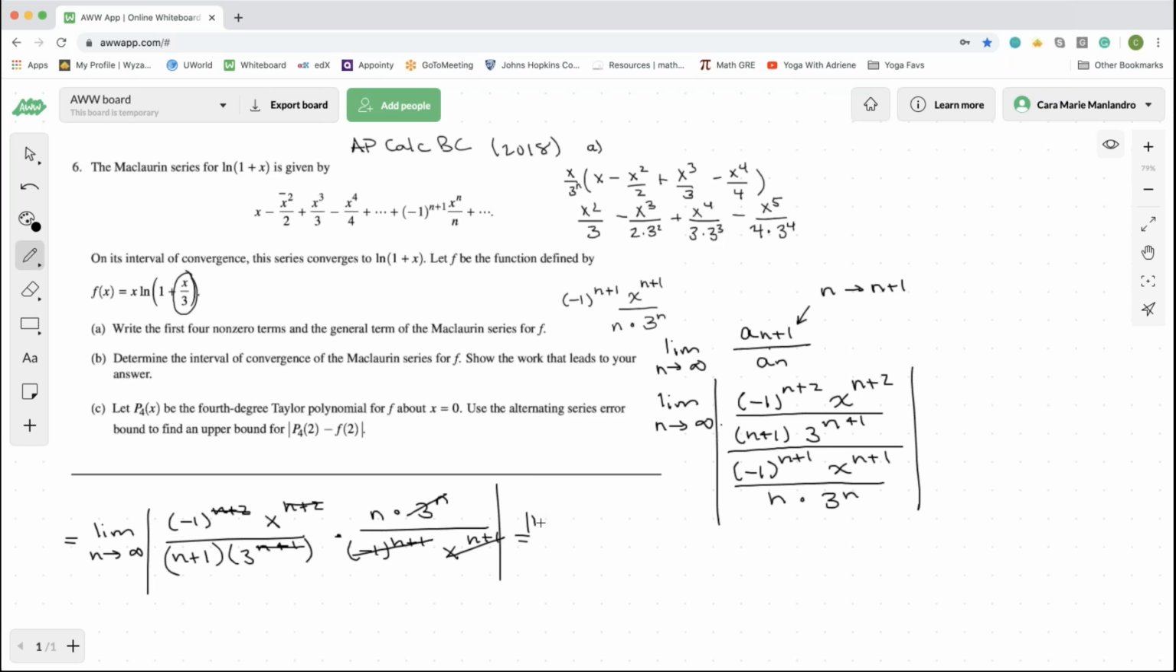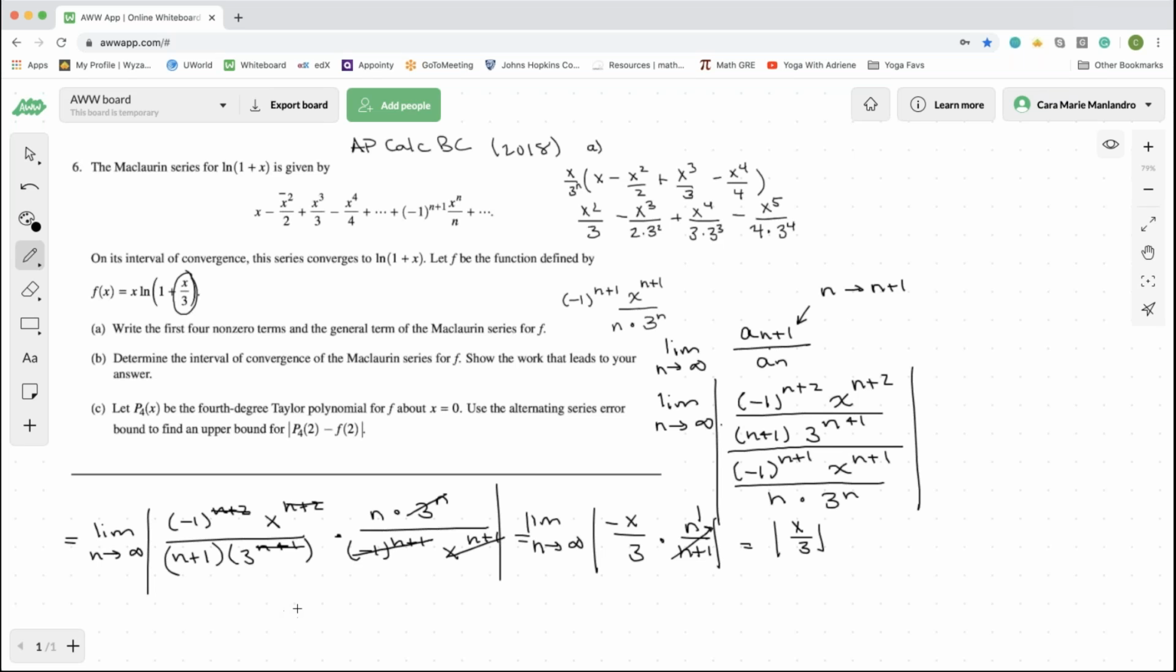So I should get limit as n approaches infinity of negative x over 3, and then I've got the n terms that I can't cancel. All right, n over n plus 1. All right, as n goes to infinity, this term goes to 1. And so I'm left with absolute value of x over 3. I can drop the negative because I'm in absolute values.